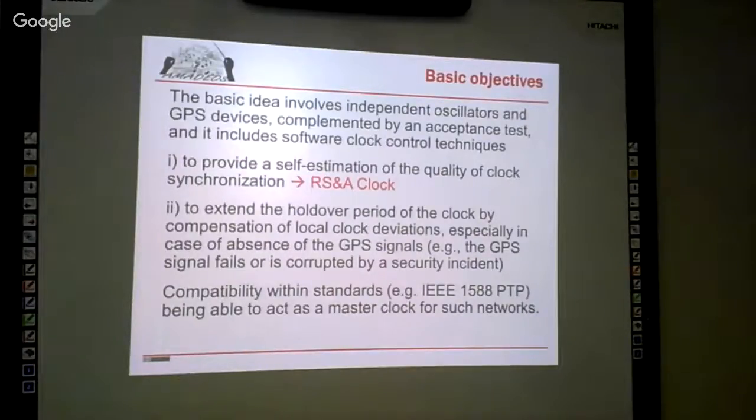And also the idea is to extend the holdover period of the clock, compensating local clock deviations in case the GPS signal or the source time is not available. As I said, temperature and pressure all influence the oscillator.